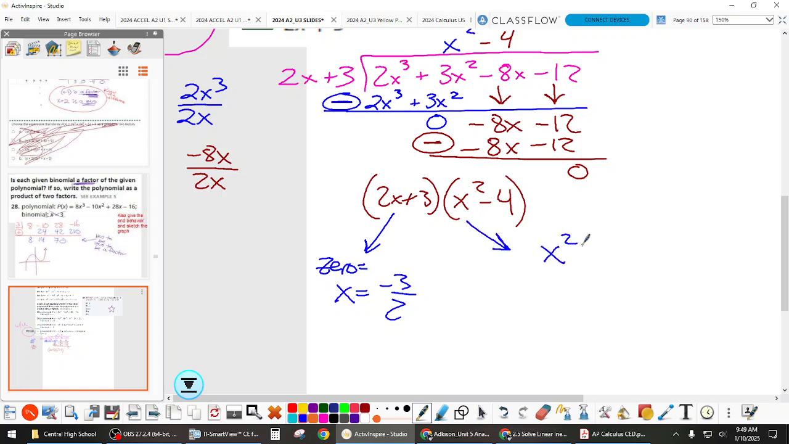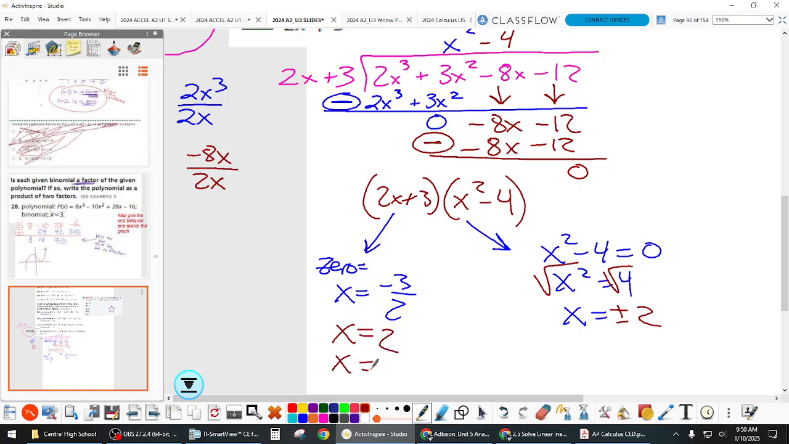Yeah, you would use just good old solving. So get your 4 on the other side and take square roots. How many zeros does that give? That gives 2 more. It's plus and minus 2, right? So we have 3 zeros: negative 3 halves, 2, and negative 2.